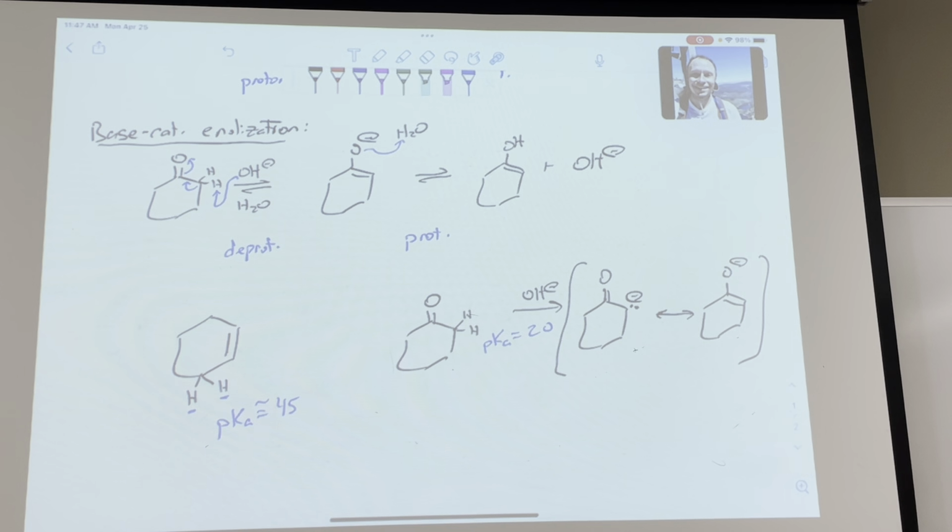And that's going to be what we're going to do for pretty much this entire chapter. We're just going to be using that alpha position to go out and attack things, to go out and act as nucleophile.